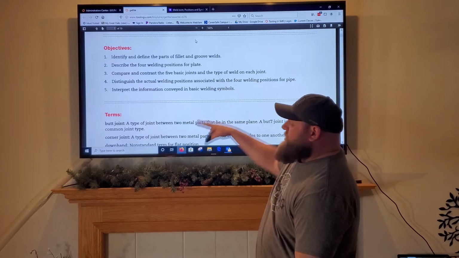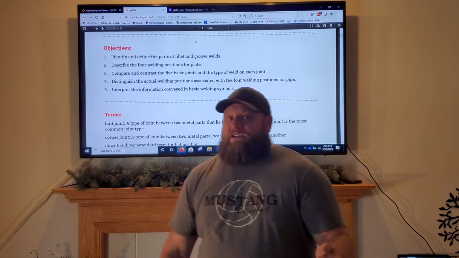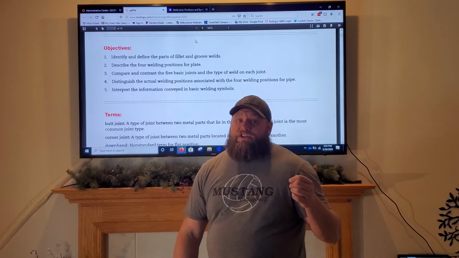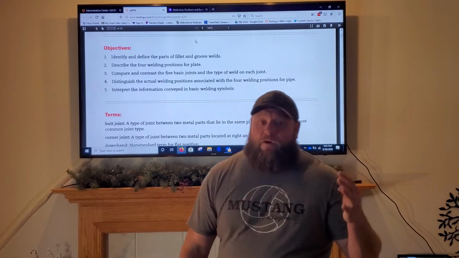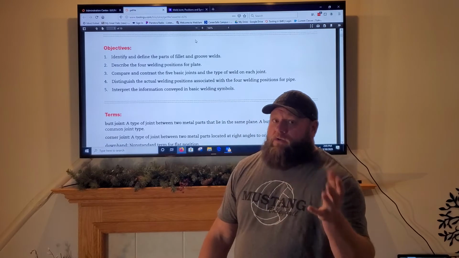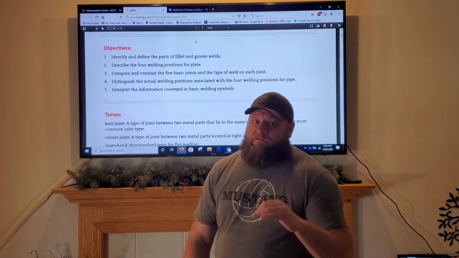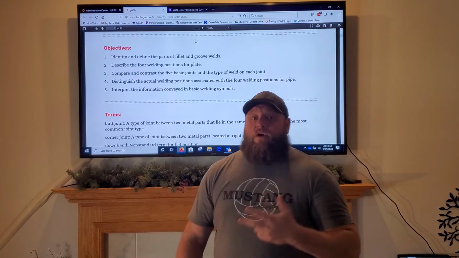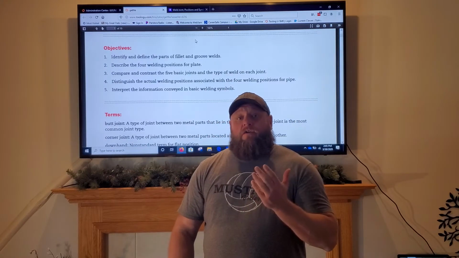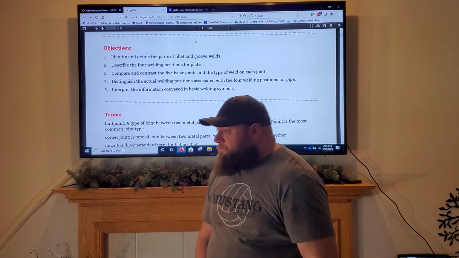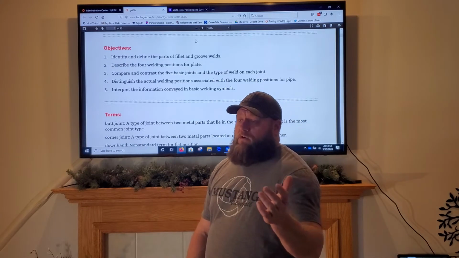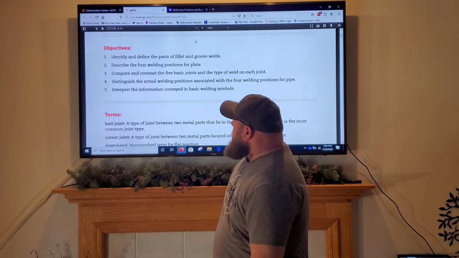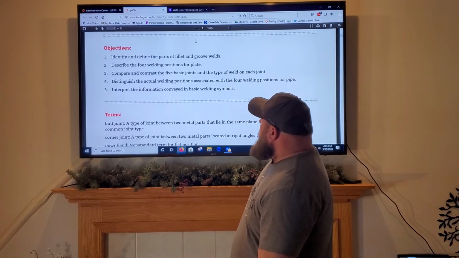Described the 4 welding positions for plate. We did that last week as well. That was the 1G, 2G, 3G, 4G, 1F, 2F, 3F, 4F. So we had fillet and groove welds in 1, 2, 3, and 4 positions, 1 being flat, 2 horizontal, 3 vertical, and 4 overhead. And then G and F, fillet and groove, depending on what type of weld joint you had.